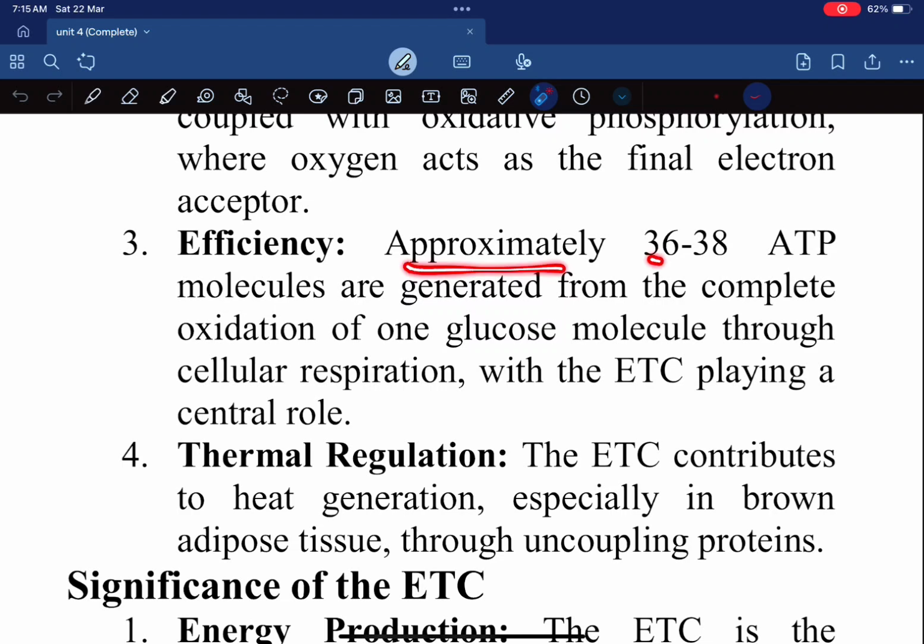Approximately 36 to 38 ATP molecules are generated from the complete oxidation of one glucose molecule through cellular respiration, with the ETC playing a central role. Fourth, thermal regulation. The electron transport chain contributes to heat generation, especially in brown adipose tissue, through uncoupling proteins.